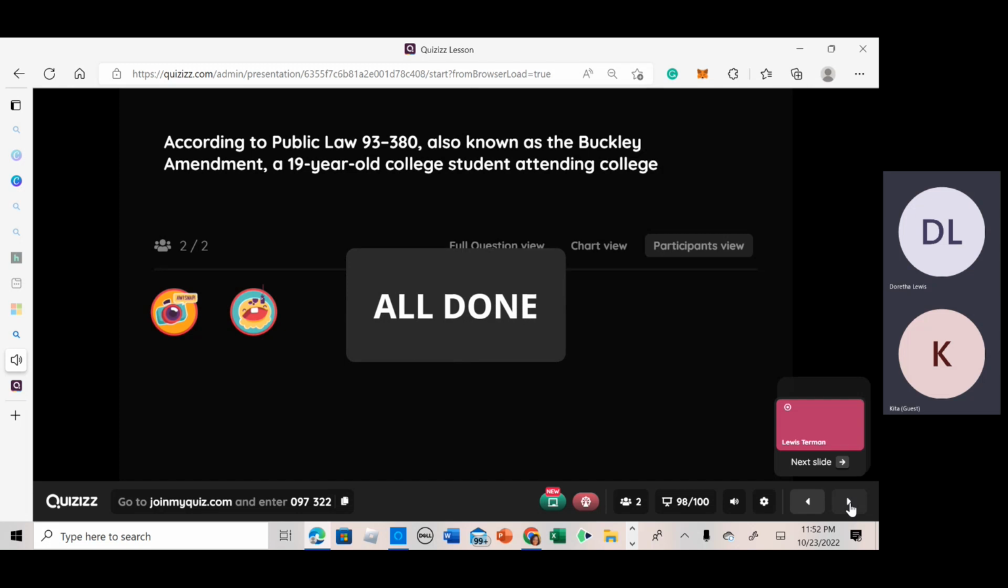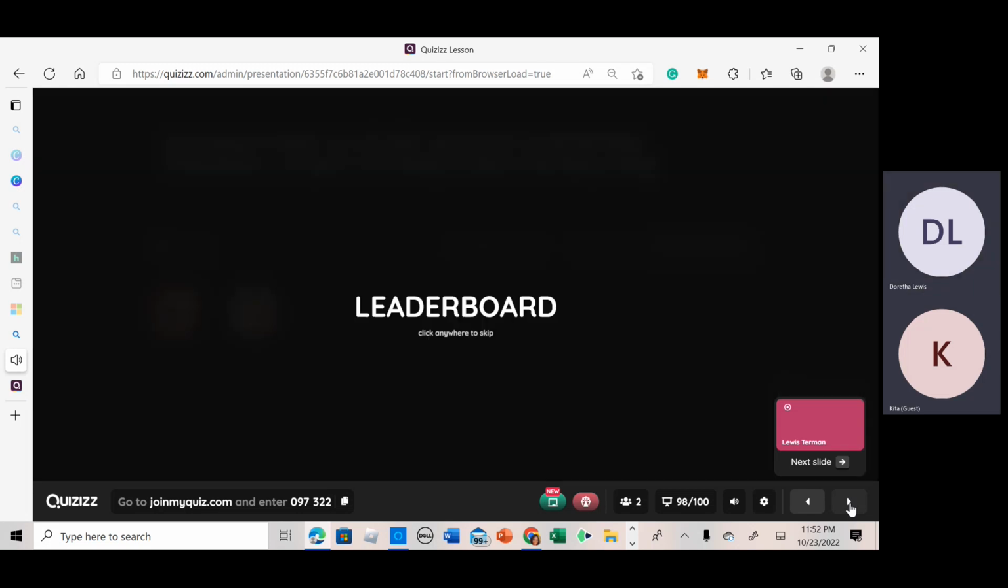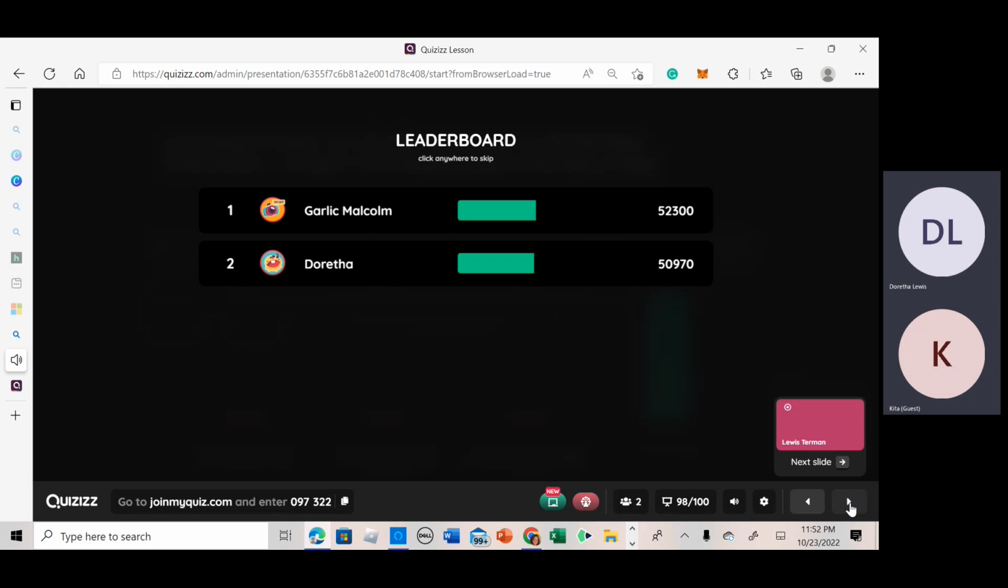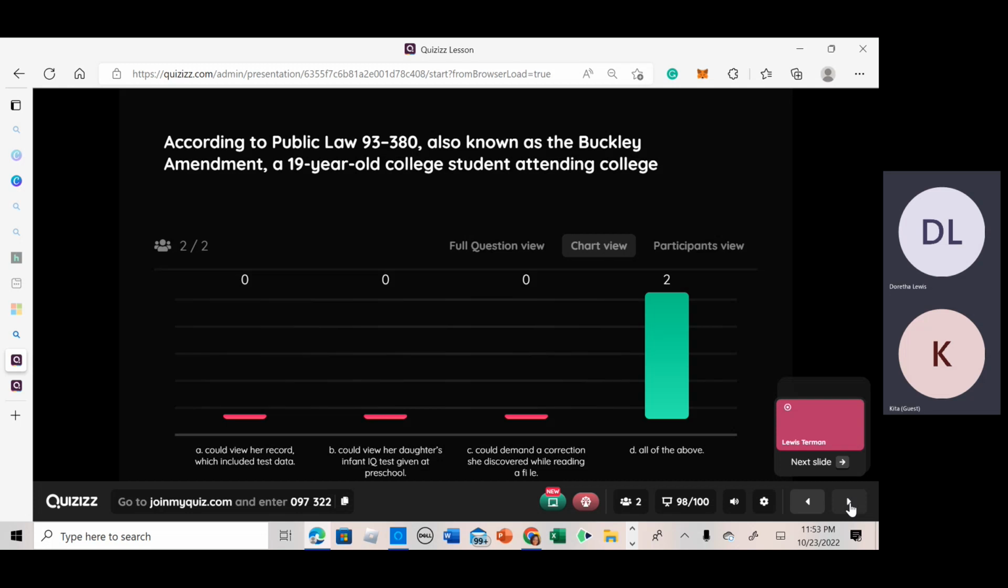According to public law 93-380, also known as the Buckley Amendment, a 19-year-old college student attending college can do all the above.